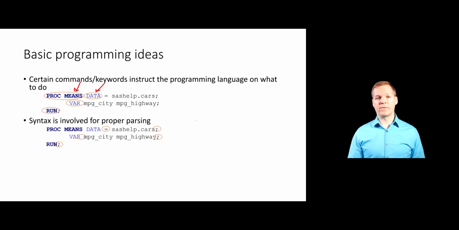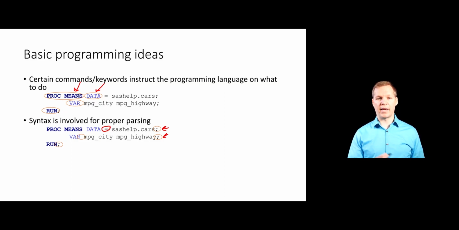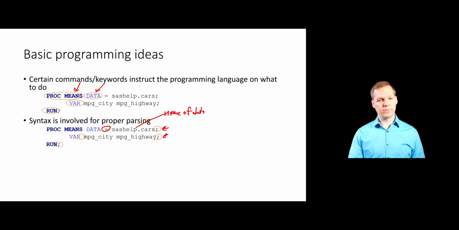And then there's syntax involved as well that we need to make sure that we follow so that whenever we submit this code to SAS to analyze, to run, it's going to actually know exactly what to do. You might see some very common things like these semicolons. These end a certain SAS line. And there are things that we need, like an equal sign between data and the actual name of the data set. So this would be the name of our data set here. This is actually the cars data set in the SAS help library. We'll learn all about that in a little bit.